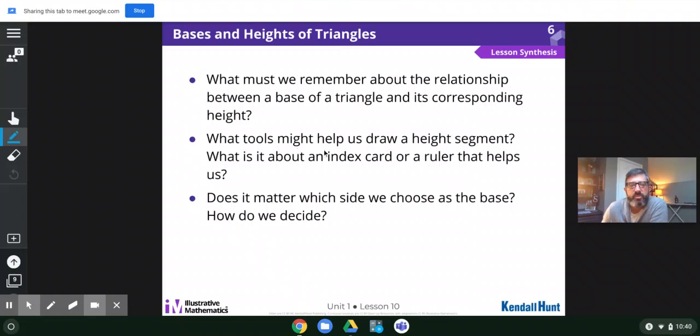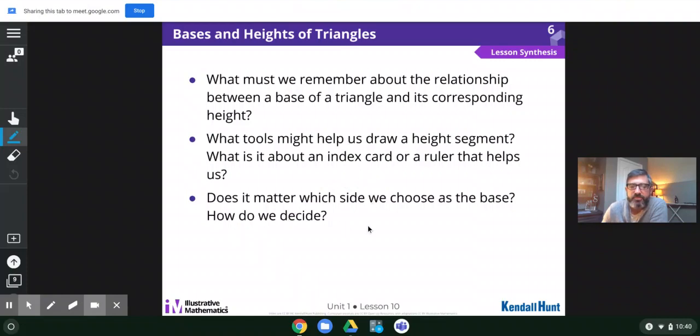So what tools might help us draw a height segment? Well, we talked about using the index card, and we looked at a couple of examples on how to do that. But we also could use a ruler. And the reason we do that, again, is one, it helps us draw a nice, neat line. But it can also tell us whether the opposite vertex falls directly over top of the base. And if it does, we can draw the line inside the triangle. If it does not, we have to extend our base using that imaginary line and then draw our perpendicular line to the base.